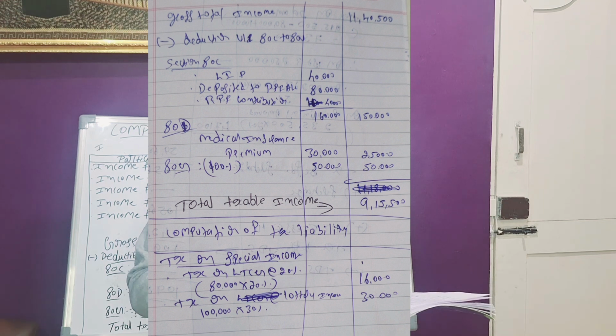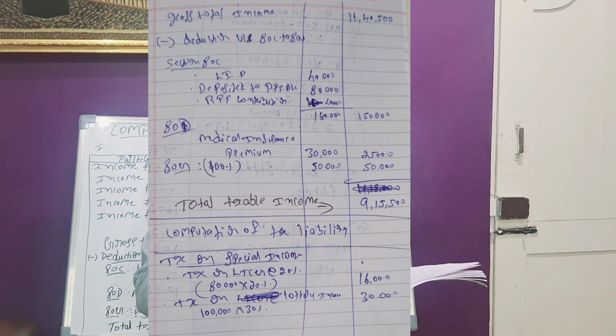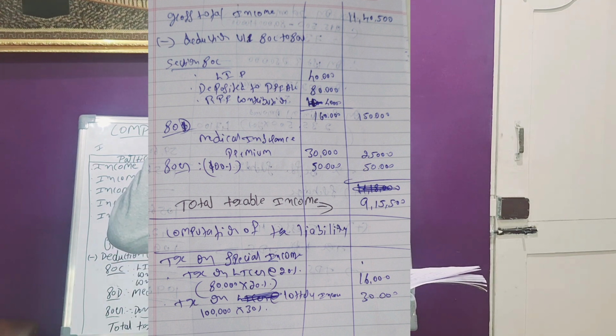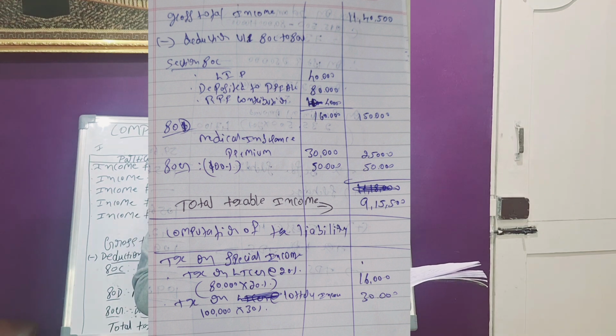9,15,500 is total taxable income. Then next, computation of tax liability. So here now you have to calculate the tax liability. Very first, tax on special income, tax on LTCG. See the question. They have given LTCG, long term capital gain of rupees 20,000. So tax on LTCG at 20%, 80,000 into 20%, rupees 16,000.